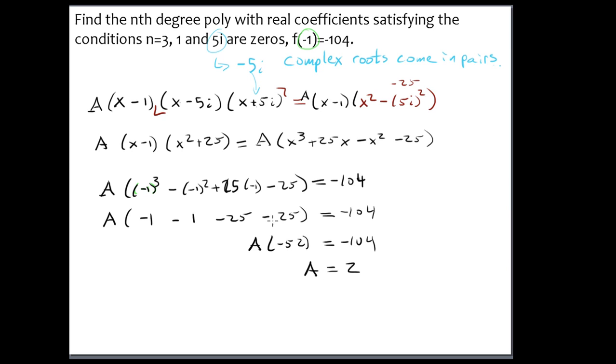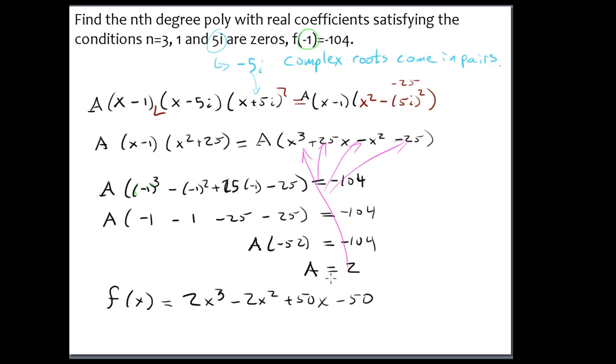So suddenly this 104 doesn't seem so crazy. So what's our polynomial? f of x is going to be equal to 2x cubed minus 2x squared plus 50x minus 50. I went ahead and multiplied everything here times 2. And we got our solution. Great. Good job solving that puzzle. We'll see you next time.